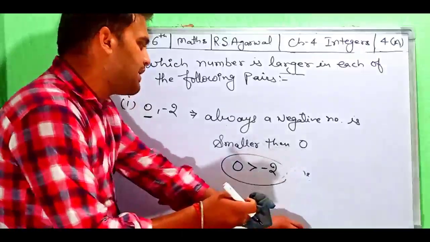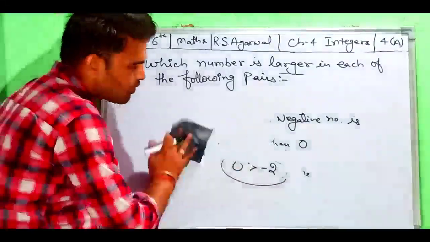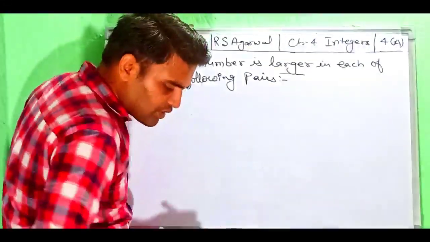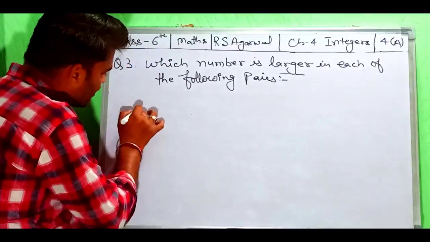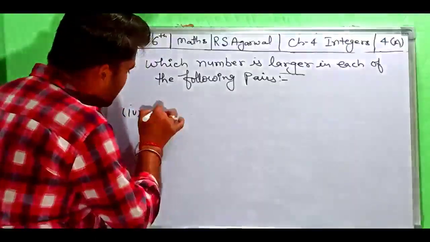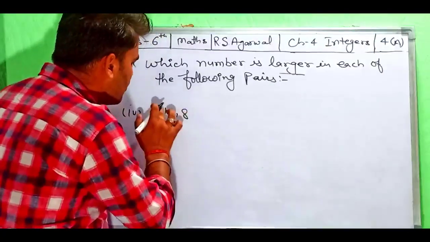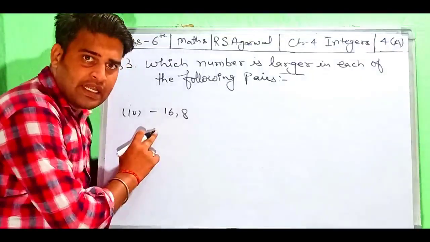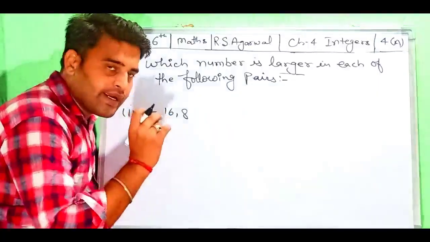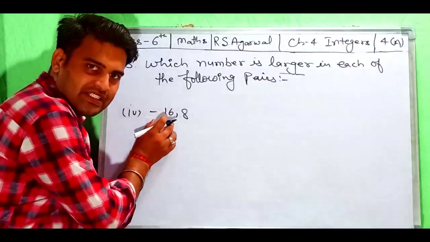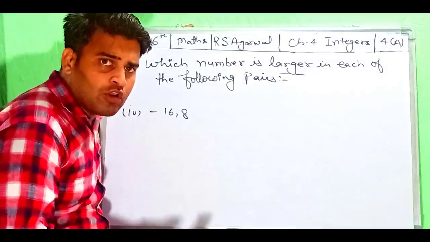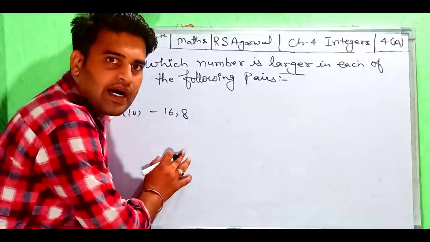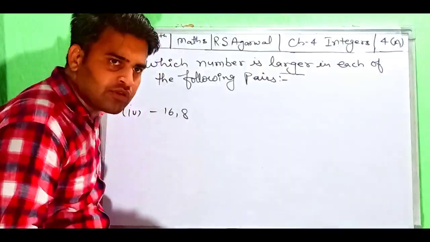What is our next question saying? Our next question is the fourth question. That is of the fourth question: minus 16 and 8. Now look, student, we have minus 16 and we have 8. If we are talking about these numbers, this is a negative number and this is a positive number, then we all know that all negative numbers are smaller than positive numbers.